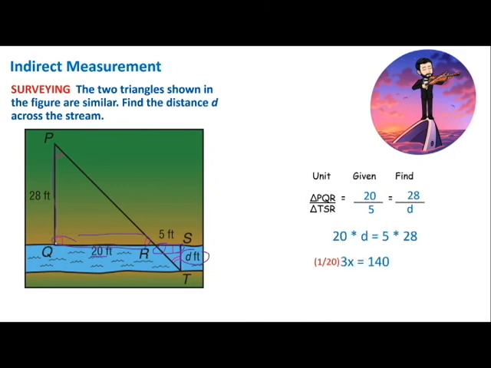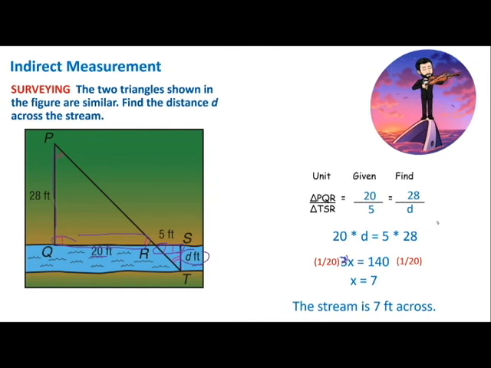I'm going to do this a lot faster because this is just computational. Notice that I do have a little typo here that I need to go back and fix. That should be a 20. So 1/20th on each side gives me a 7. The stream is 7 feet across. Hopefully that was a lot faster for you this time.